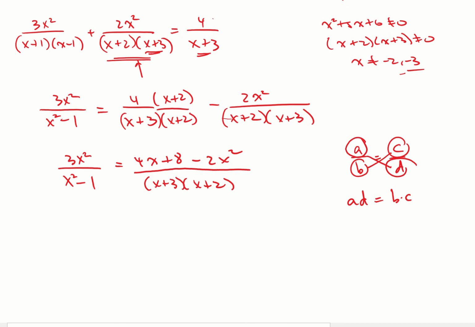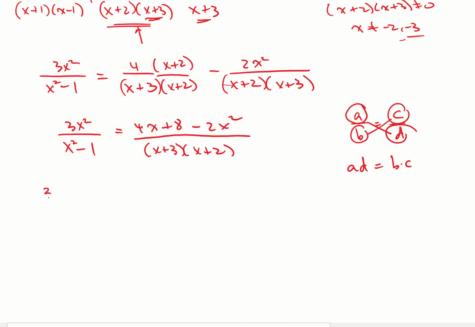So I'm going to go 3x squared multiplied by the bottom right here, which is x plus 3 times x plus 2. You already know what that is because I had that factored before, so I'm going to put it back to what it was. It's supposed to be x squared plus 5x plus 6. On the other side is going to be x squared minus 1 times, now I'm going to put the negative 2x squared in front, and then plus 4x plus 8. Okay?